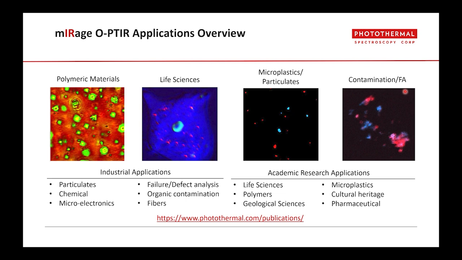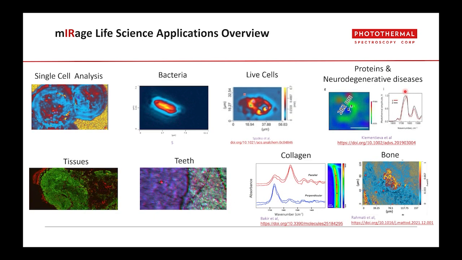But we are here today to talk about life sciences, and there it's been used across single cell analysis, bacteria, live cells, and I'll show you some of that. A huge area that I believe strongly in is neurodegenerative disease research, because a lot of that involves changes in secondary structure, for which infrared is ideally suited. But from soft tissues to hard tissues, it all works really, really well.